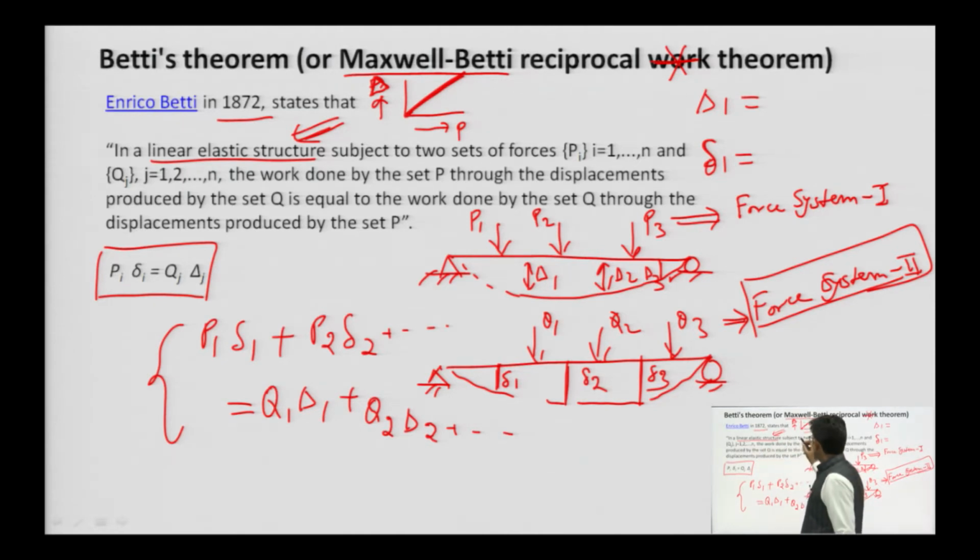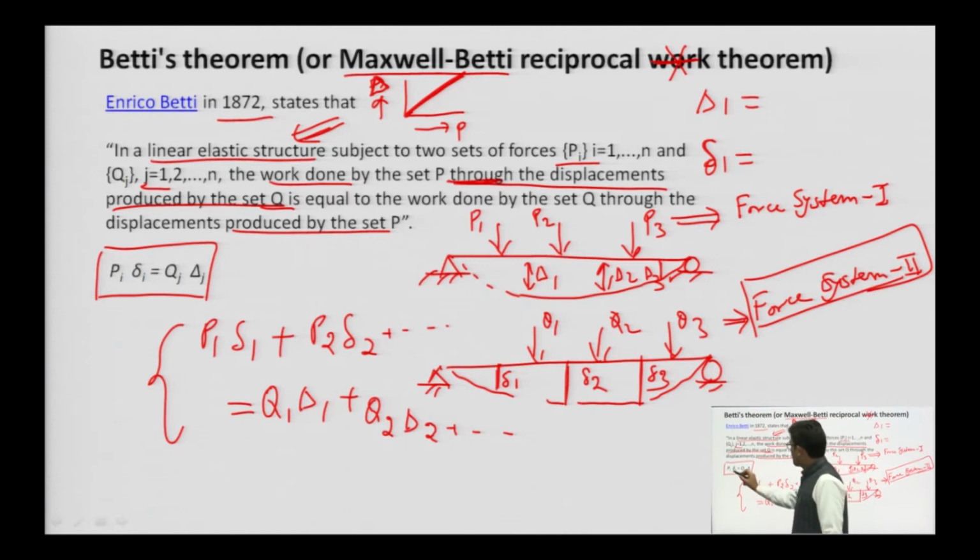So, in a linearly elastic structure subjected to two sets of forces, Pi where i is from 1 to n, and another force system Qj where j is from 1 to n, the work done by the set P through the displacement produced by the set Q is equal to the work done by the set Q through the displacement produced by the set P. Work done by set P, this is the important line, through the displacements produced by the set Q.